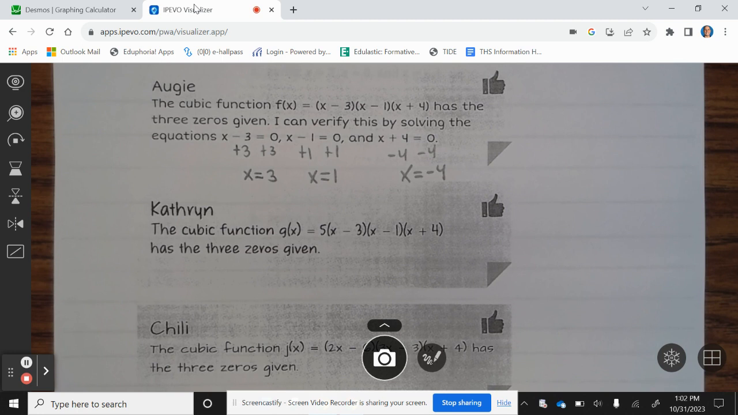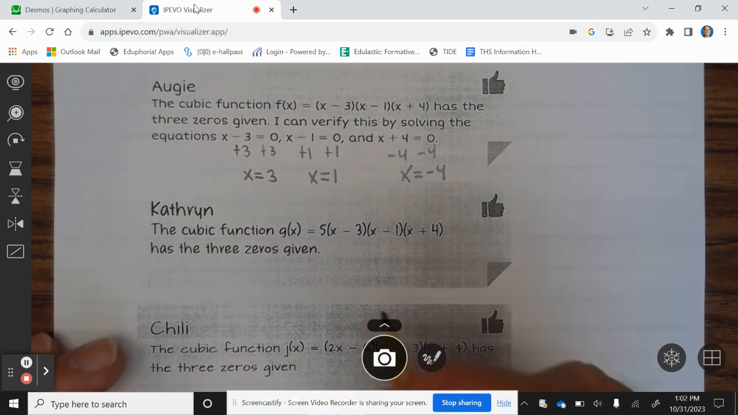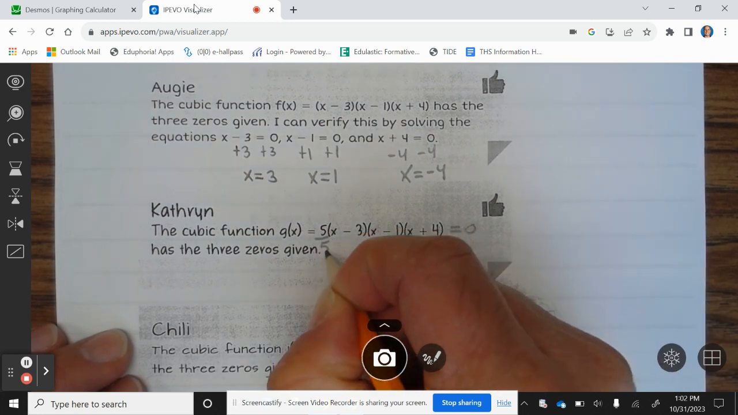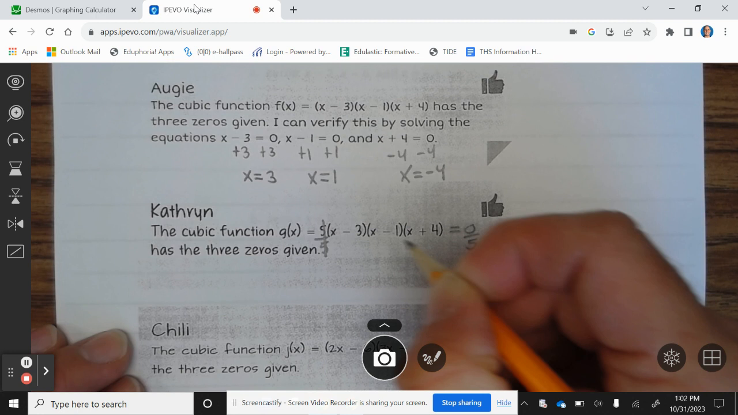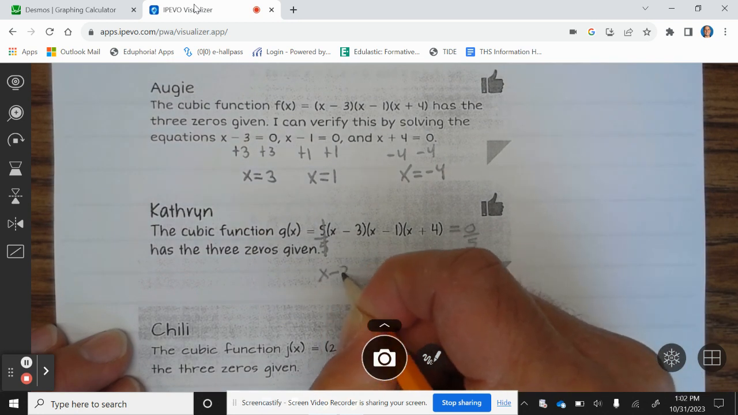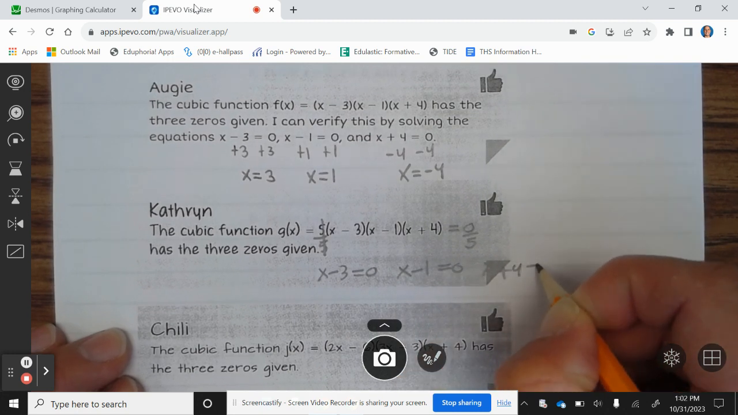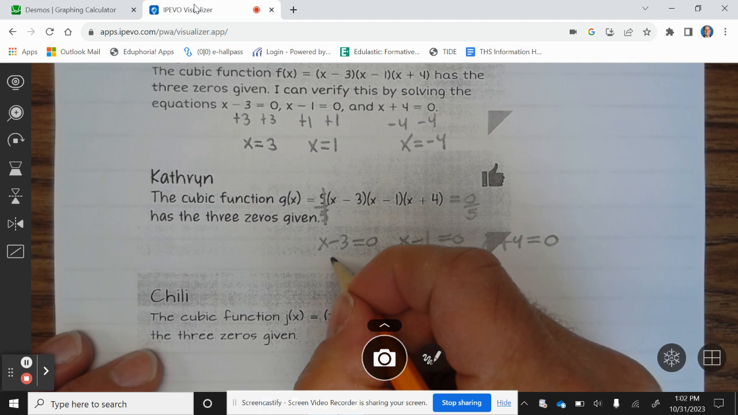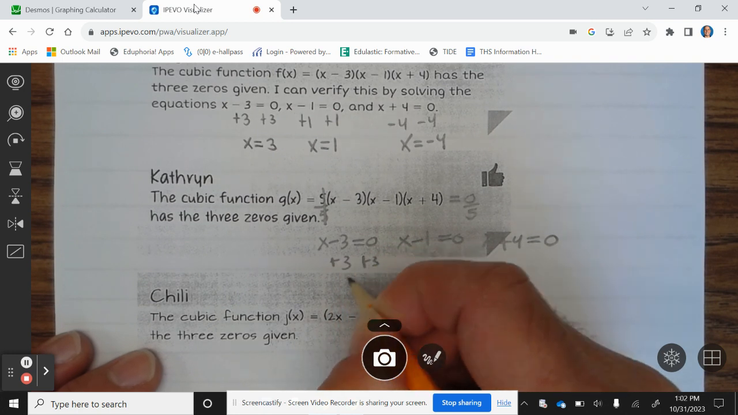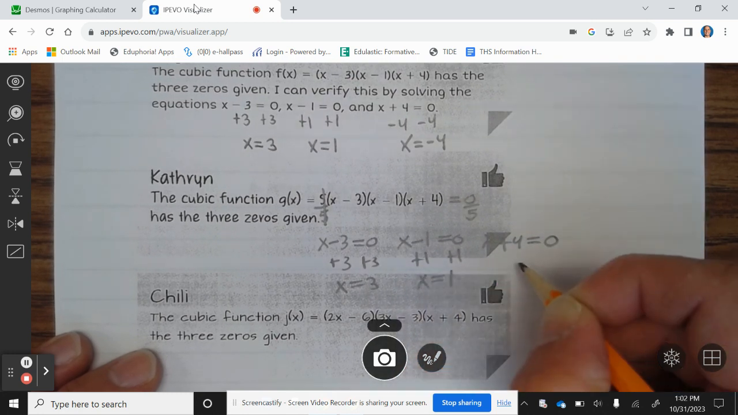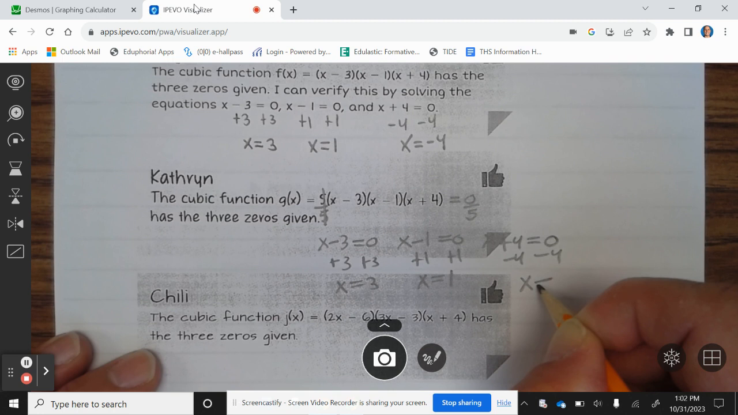Catherine says the cubic function g of x equals 5 times x minus 3 times x minus 1 times x plus 4 has the 3 zeros given. Let's see. So you set this equal to 0. Divide both sides by 5. This becomes 1, that becomes 0. So then you have x minus 3 equal to 0, x minus 1 equal to 0, x plus 4 equal to 0. So you add 3 to both sides, you get x equals 3. Add 1 to both sides, you get x equals 1. Subtract 4 from both sides, you get x equals negative 4.